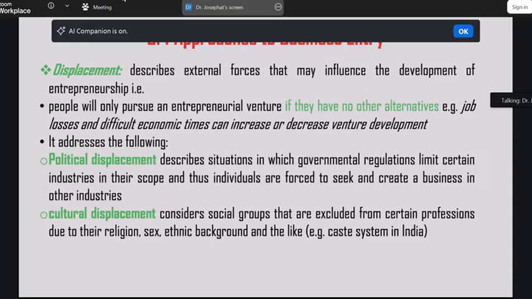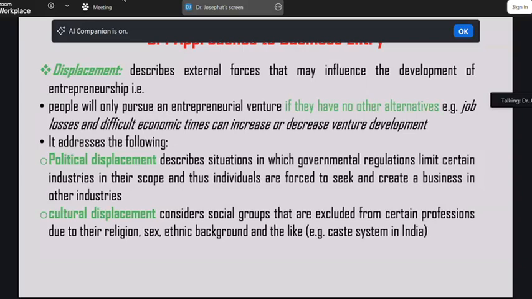Kwa nchi yetu hatuna sana hizo case, lakini kwa nchi kama India na majirani zetu hapa Kenya ni some cases ambazo zina prevail sana kwa baadhi ya jamii, kwamba kuna baadhi ya professional huwezi kufanya kazi kama wewe sio una originality ya kutoka sehemu fulani. You are totally displaced. That's a cultural displacement.